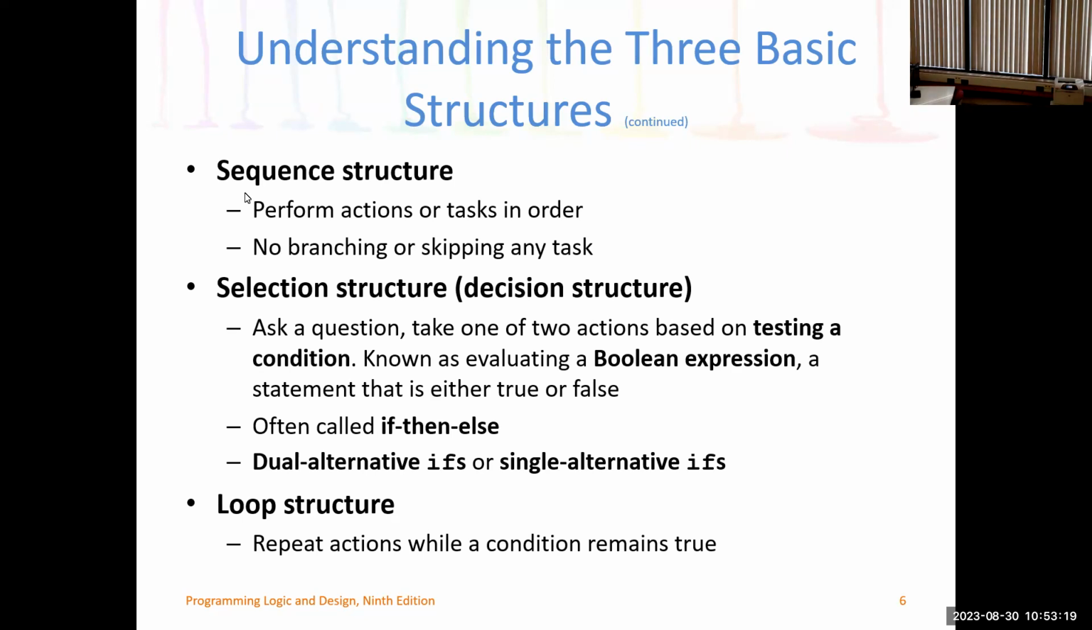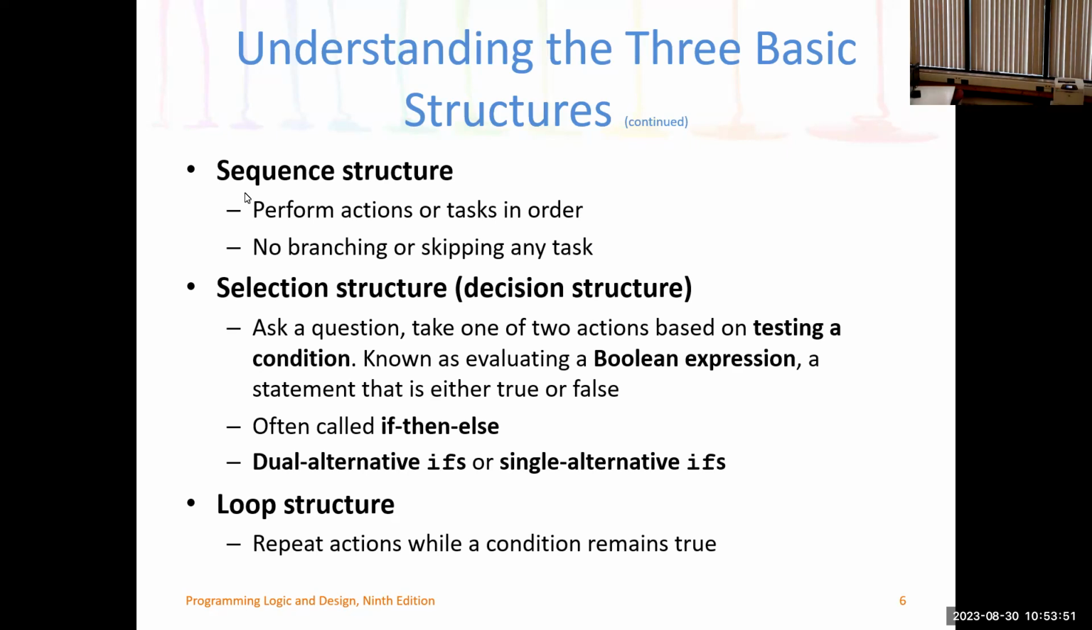The second one is the selection structure, or sometimes they call it the decision structure. That means you have a condition to check. If it's true, you can do something. If not, you can go to the other thing. And you have 2 selection structures. The first one is a single alternative decision structure. The second one is a dual alternative. Later on, I will explain what a single alternative is and what a dual alternative is.